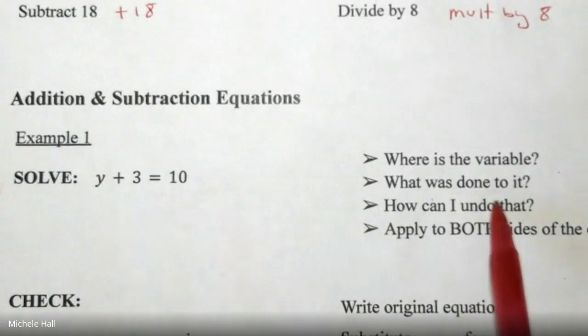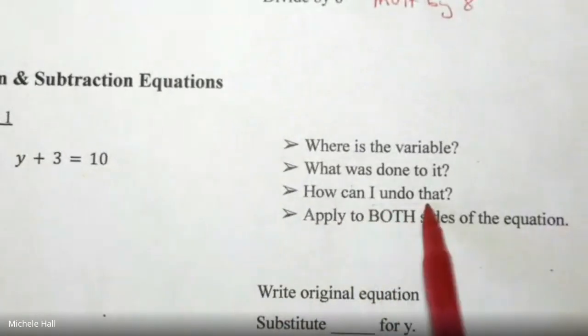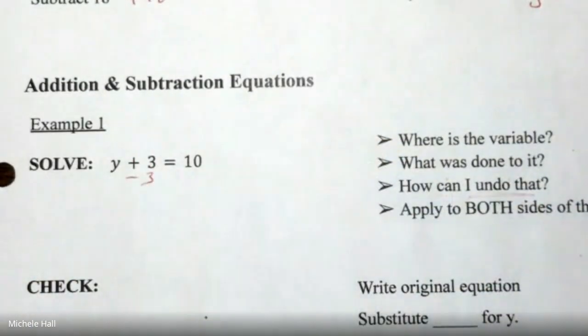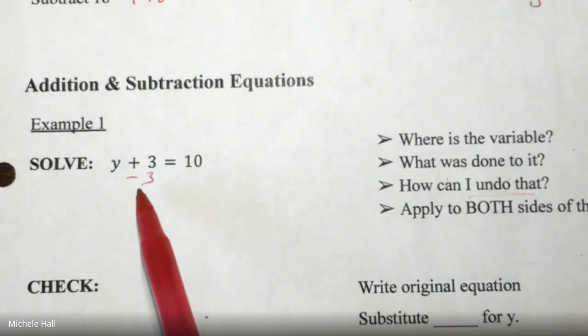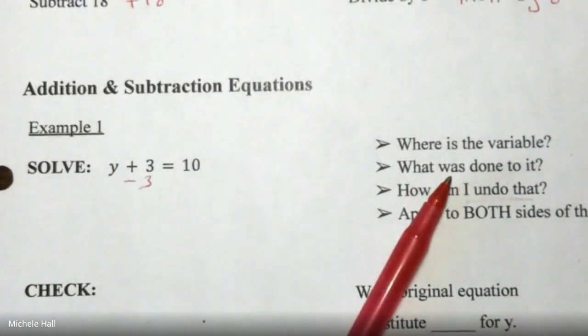Well, what is done to the variable? What's being done? Y is being added by 3. How can I undo that? Subtract 3. So what we have here is an equation. This equal sign says that everything on the left-hand side is equal to whatever's on the right-hand side. It's a balance.